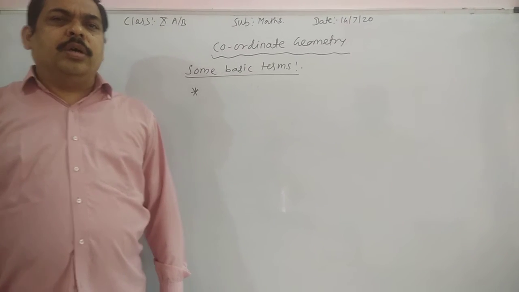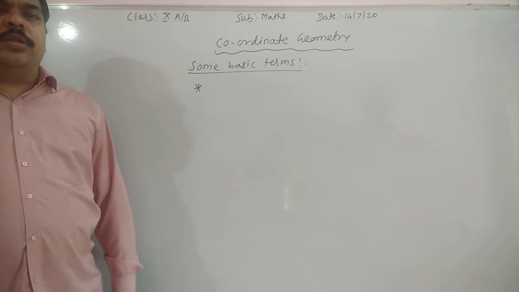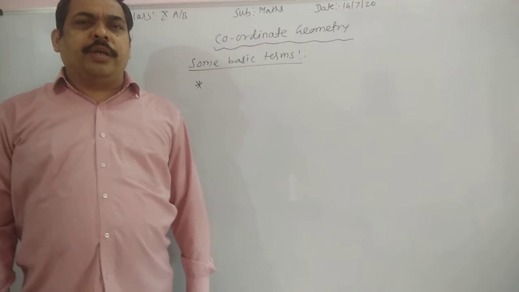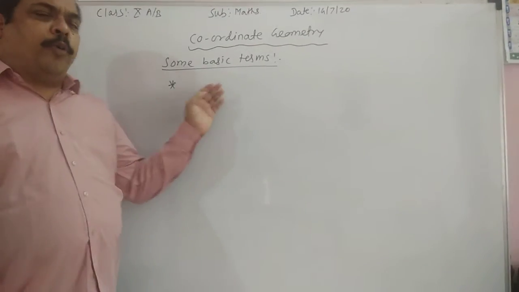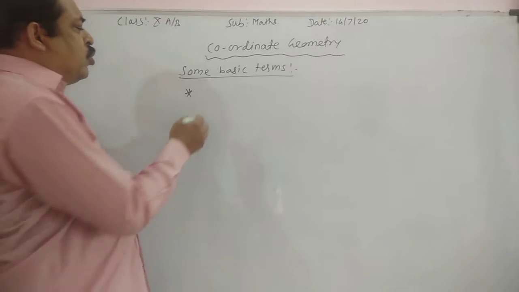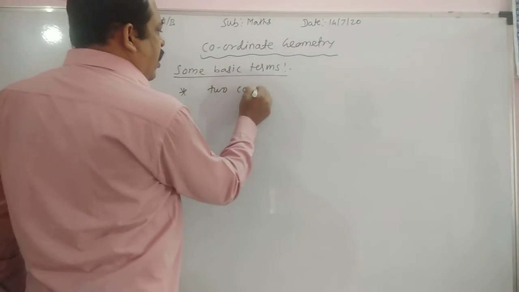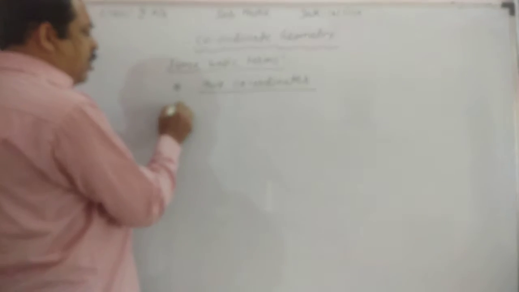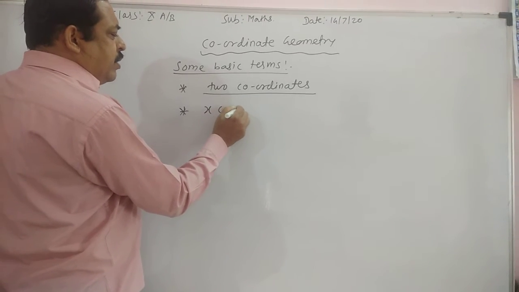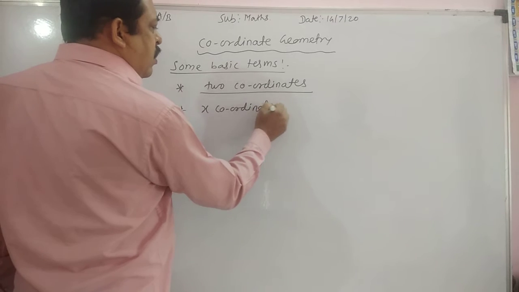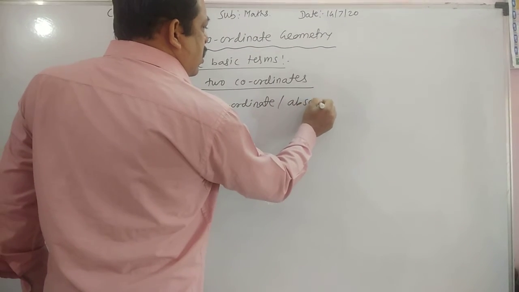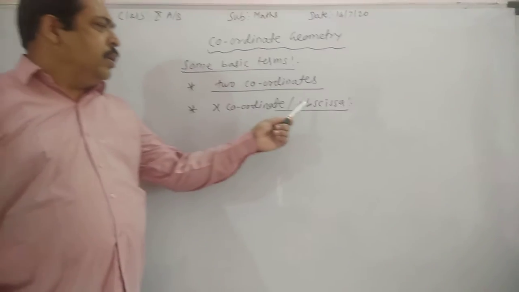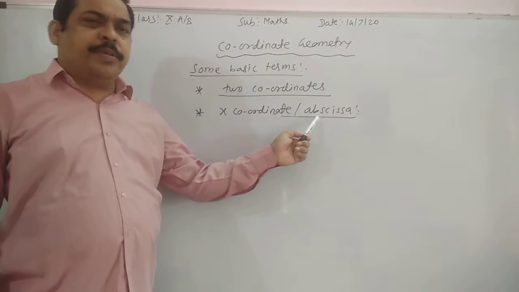Every point has two coordinates. First coordinate is x coordinate and second coordinate is y coordinate. To locate a point in a plane, we must need the two coordinates. First one is x coordinate. That is also called as abscissa. Remember this point: x coordinate is also called as abscissa.